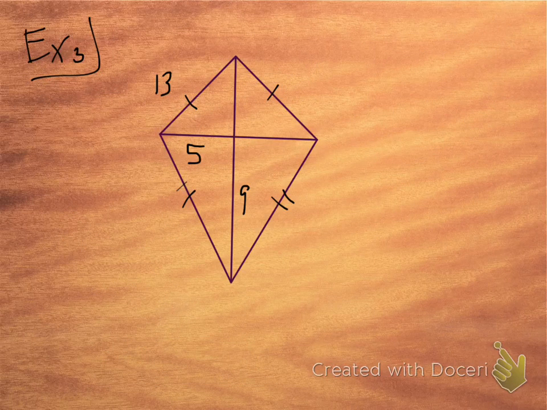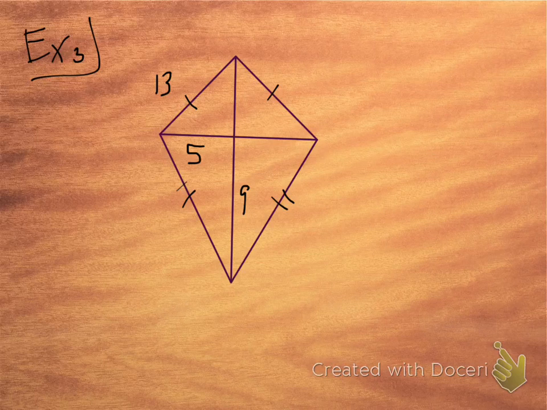Last example. We have a kite. We're given this side length of 13. We're given that this part of the diagonal is 5. And we're given that this part of the diagonal here is 9. Sorry, I'm at school, so you heard a bell. So, how do we solve this?